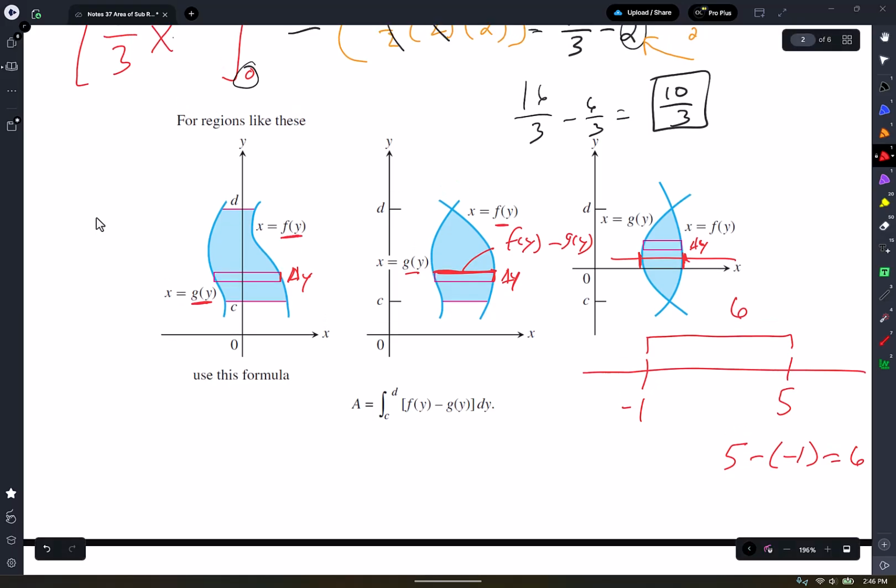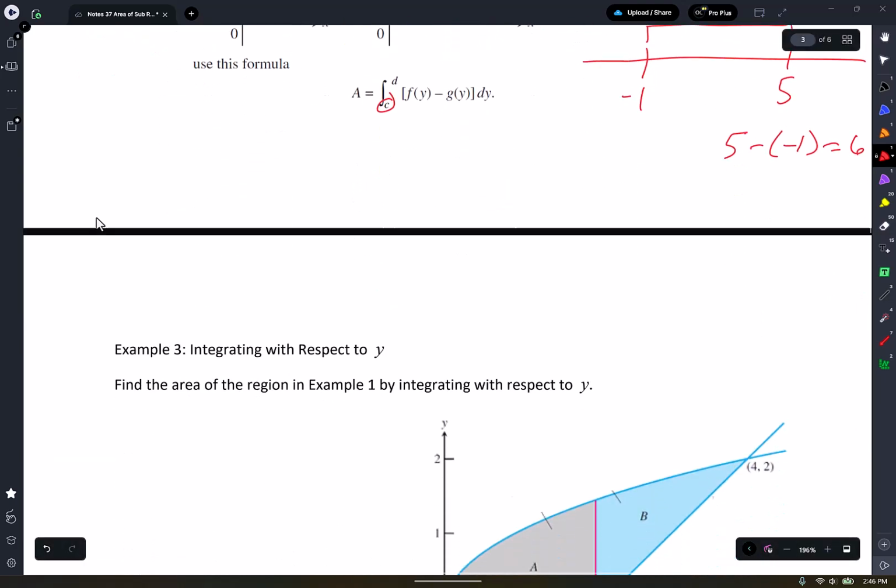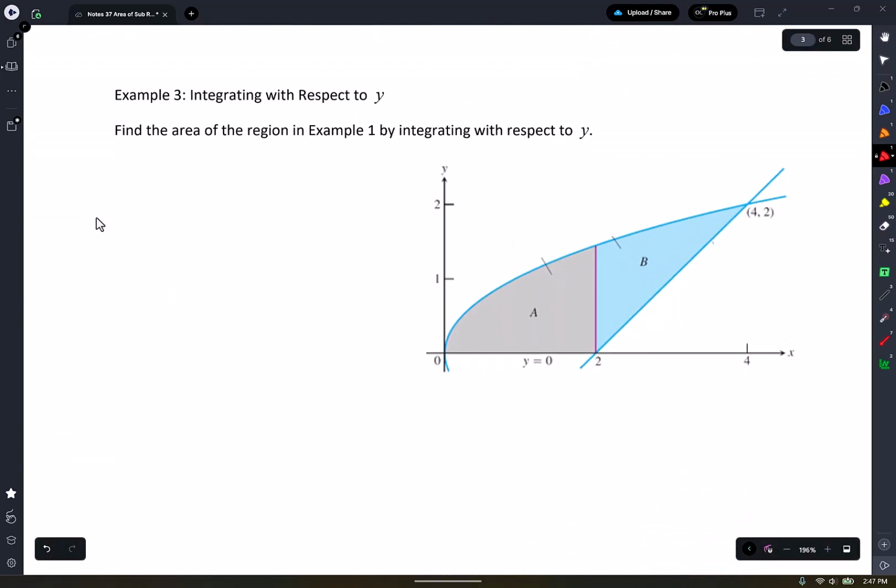And by the way, what are my limits? Notice that the lower limit is a c value. It's the lowest y value, and then the upper limit is the top value, the highest y value. Are we okay, guys? Okay. All right, let's do an example. Oh, look, it's the same curve. Yeah, I did that on purpose.